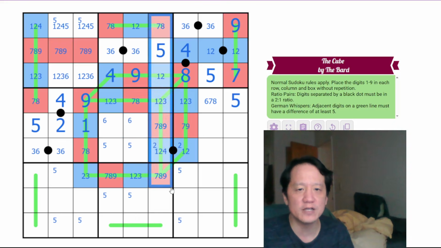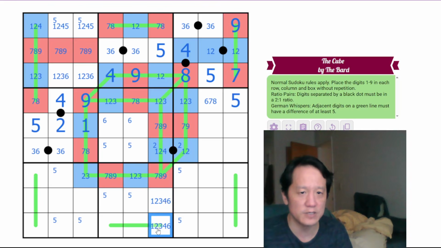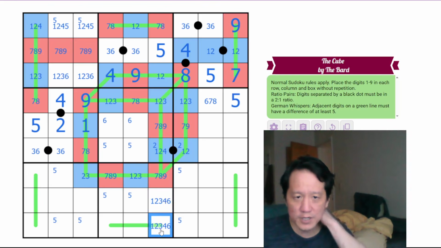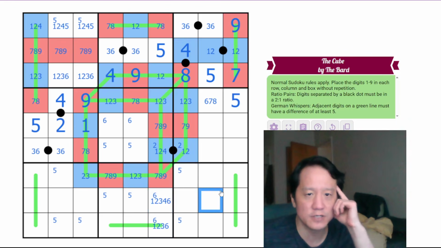We have a 7, 8, 9 triplet in column 6. So that means this can't be 7, 8, 9. This is 1, 2, 3, 4, and 6 as possibilities. 4 cannot be here because that would force 9 to be here, but we already have a 9 in the column, so that can't be 4. So 6 is one of these two digits here.